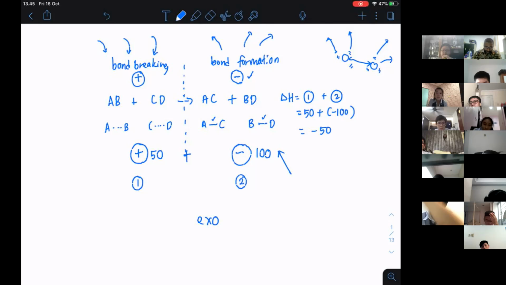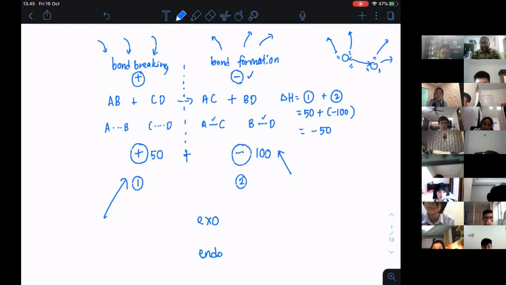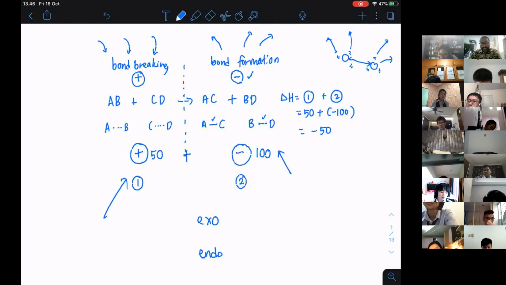If I say a particular reaction is endothermic, it means that this energy is more. So the energy required for breaking the bond is more compared to the energy released to form the bond. Therefore, it is endothermic. That is the reason behind why I told you that we will learn later. So now we actually learn about it. When you have a particular reaction, it always involves bond breaking and bond formation.